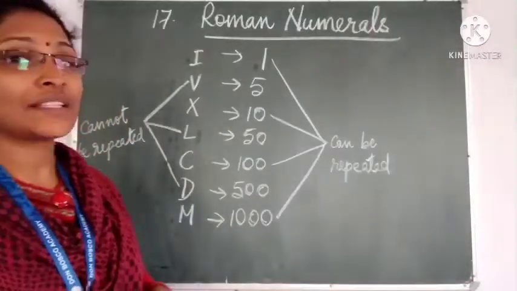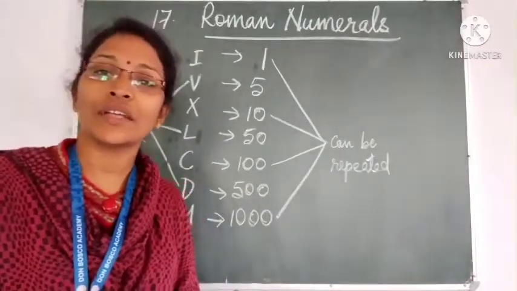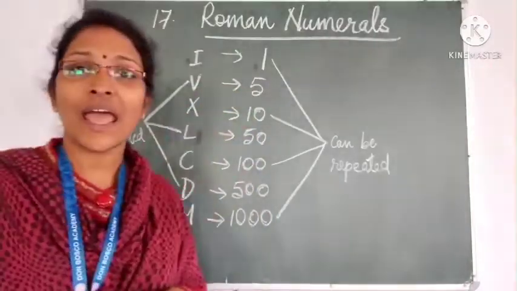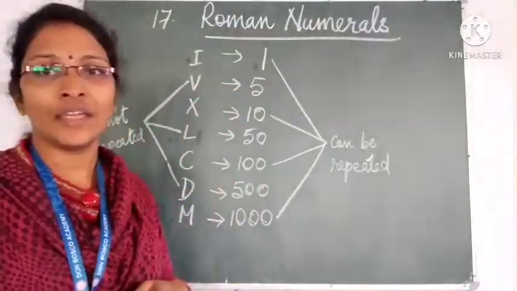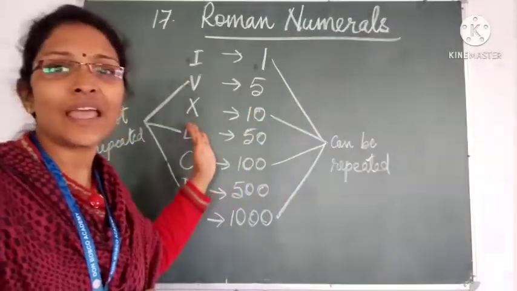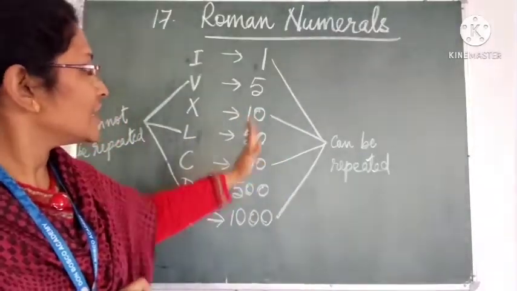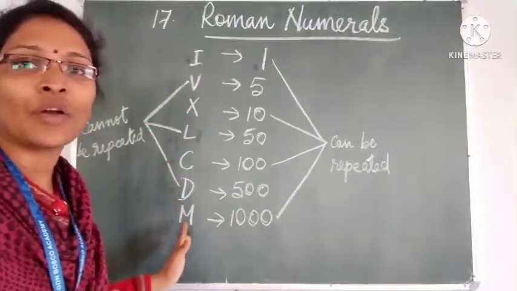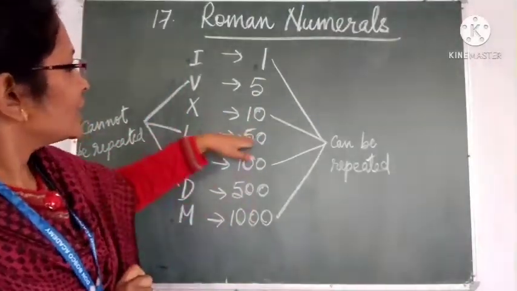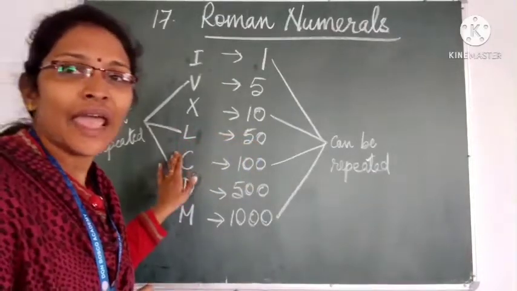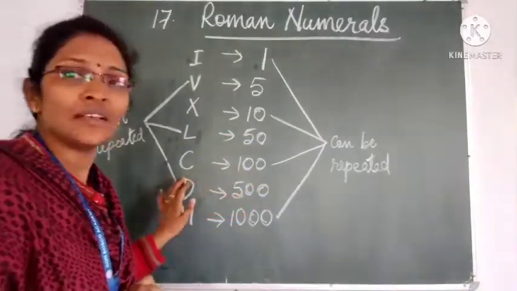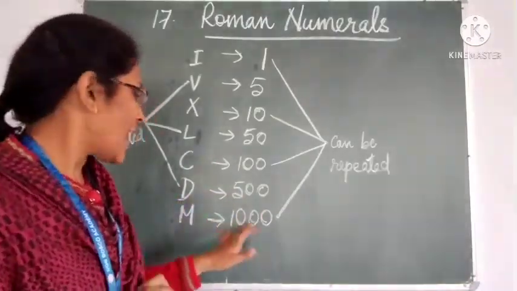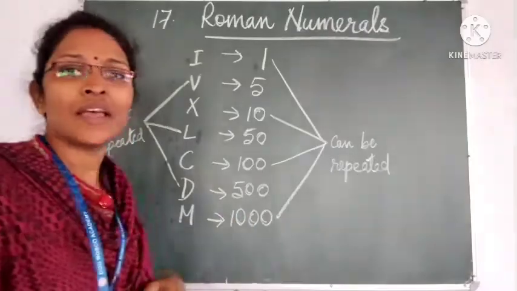Now in Roman numerals, how is 1 written? 1 is written as I. 5 is written as V. And 10 is X. This is the Hindu-Arabic numeral and these are the Roman numerals. You can see 50 is L, 100 is C, 500 is written as D and 1000 is written as M.